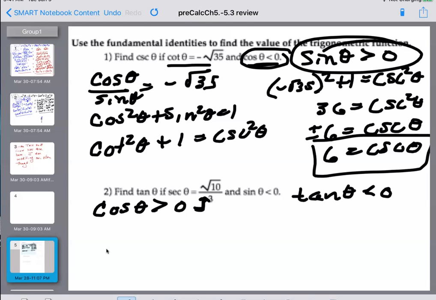Okay, so we've got this going, and with tangent being a value less than 0, sine's less than 0, cosine's positive. So I've got to be thinking about cosine squared theta again, plus sine squared theta, always thinking about the original. I've got to find tangent from secant, and secant's related to cosine, so I'm going to divide everything by cosine squared theta.